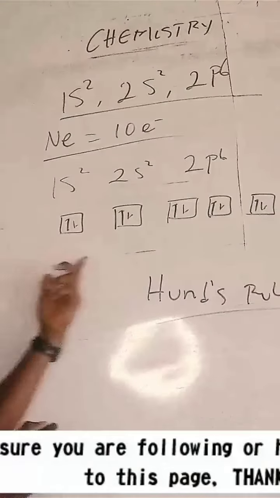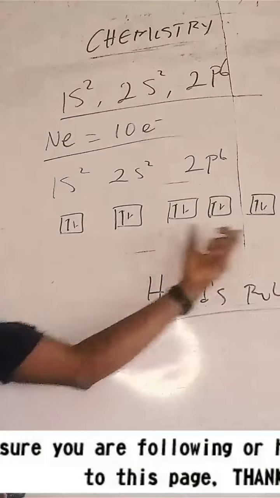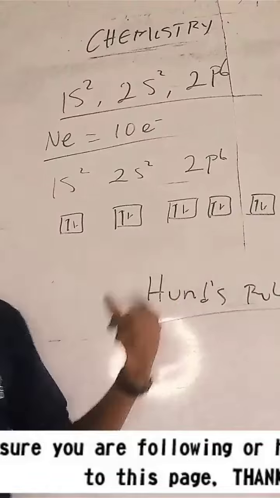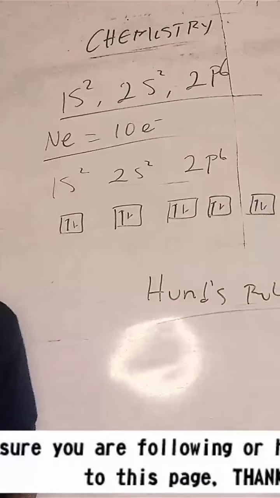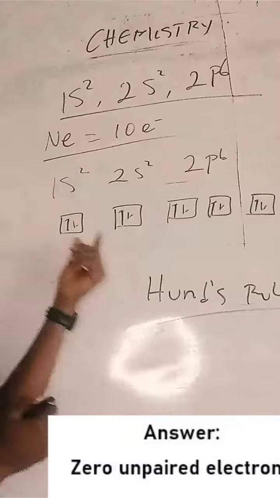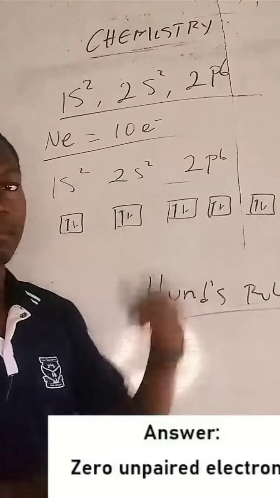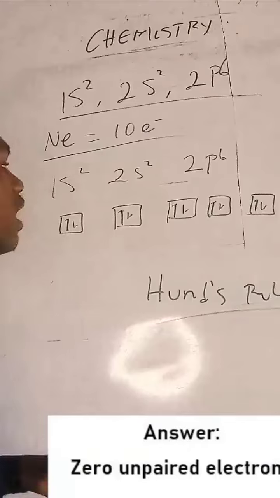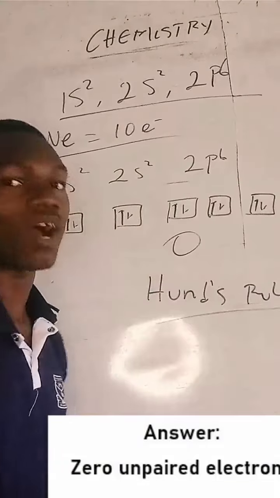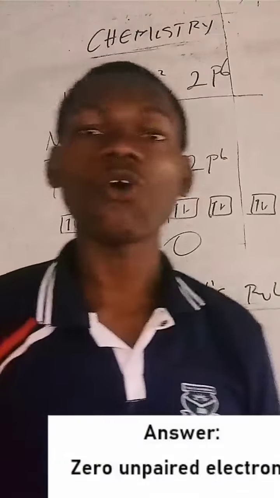Alright. Now, merely looking at this configuration, we can observe that there are no unpaired electrons. Every box, or every subshell, has a paired electron. They are paired here, paired, and paired. So the number of unpaired electrons here is 0. So our answer there is 0 unpaired.